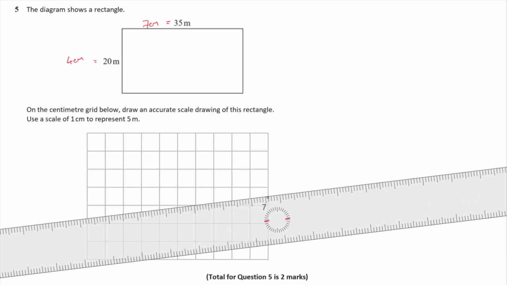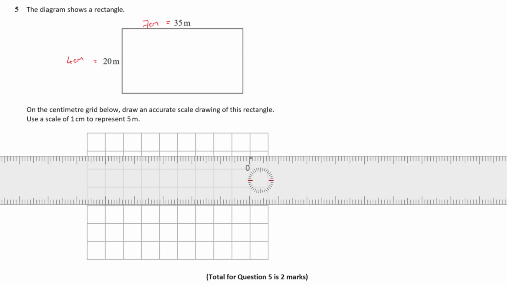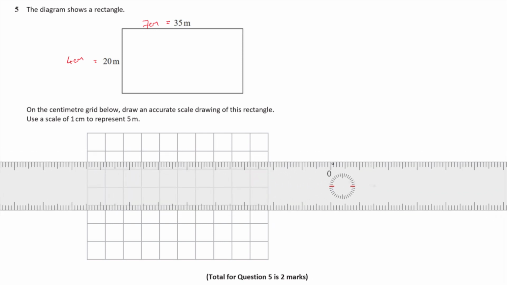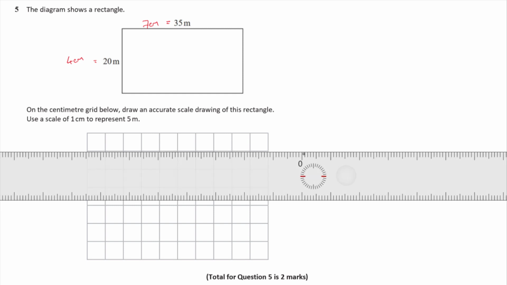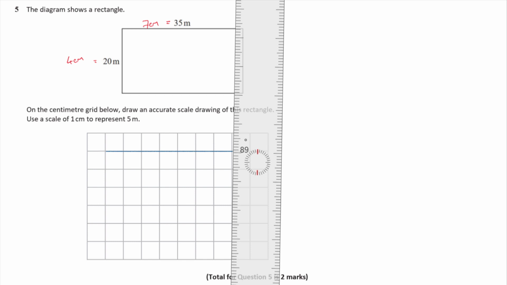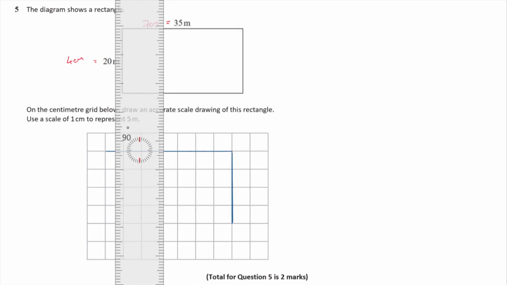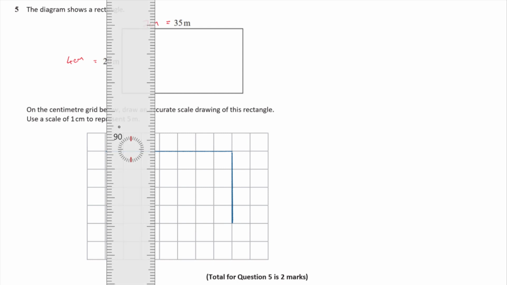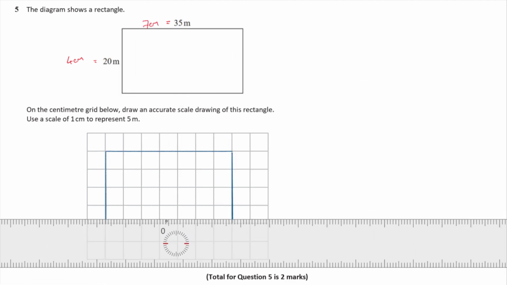Now luckily the grid is already in centimeters, because you can see my magical digital ruler doesn't have any real numbers on it, so I'm just going to use the grid to help me. I need to go 7 units in this direction: 1, 2, 3, 4, 5, 6, 7. Change direction, and we're going to go down 4: 1, 2, 3, 4 in that direction. 4 in this direction as well. And then just join it back up.